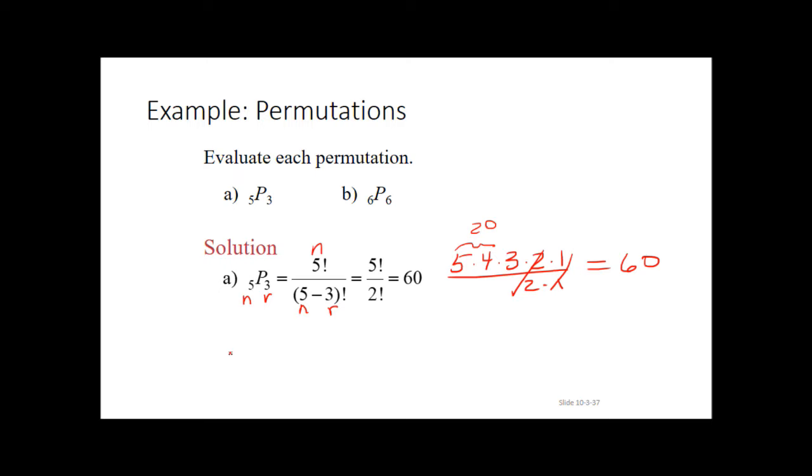Okay, for part B, I'm going to give you a few seconds to try to figure out what part B would be. Write down the formula. nPr equals n factorial over n minus r factorial. And apply this to this expression here where n is 6 and r is 6.